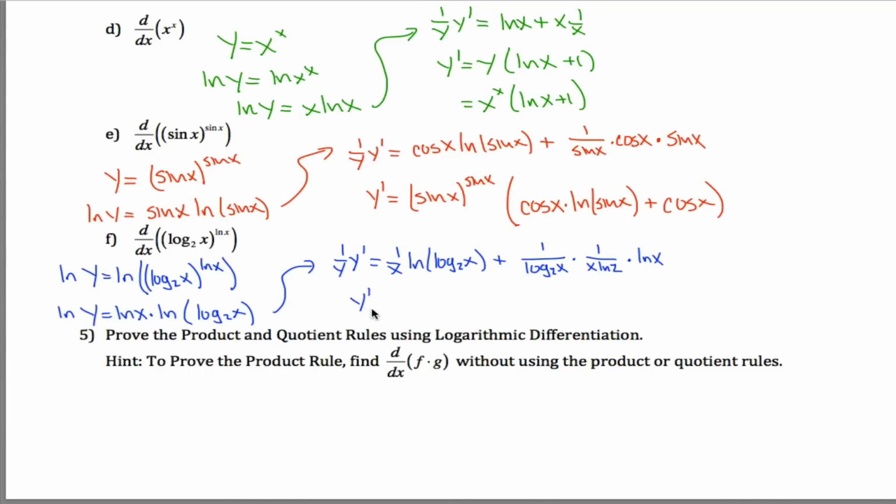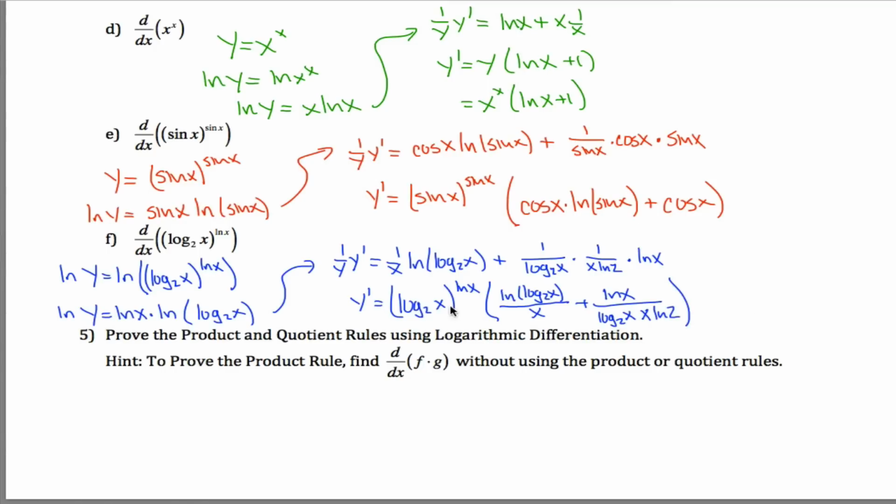So y prime is equal to, we'll multiply both sides by y being log base 2 of x raised up to the natural log of x power. And then that gets multiplied by the natural log of the log base 2 of x divided by x plus natural log of x divided by log base 2 of x times the natural log of 2.